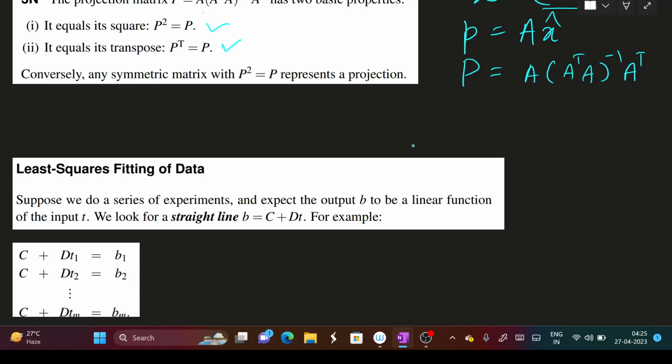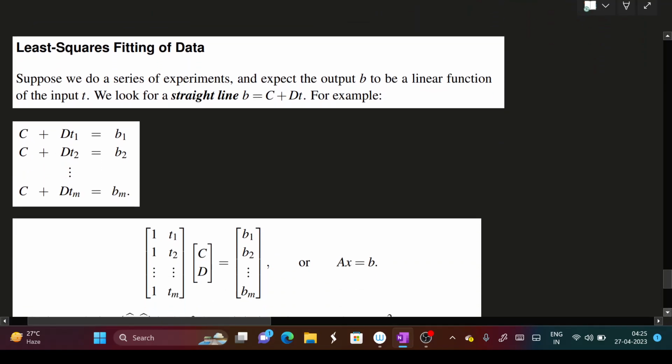So we have conducted the experiment. For T1 value, I am getting B1. For T2 value, I am getting B2. Similarly for Tm value, I am getting Bm. So putting the values of T1, T2, T3 up to Tm, we are getting this system of equations.